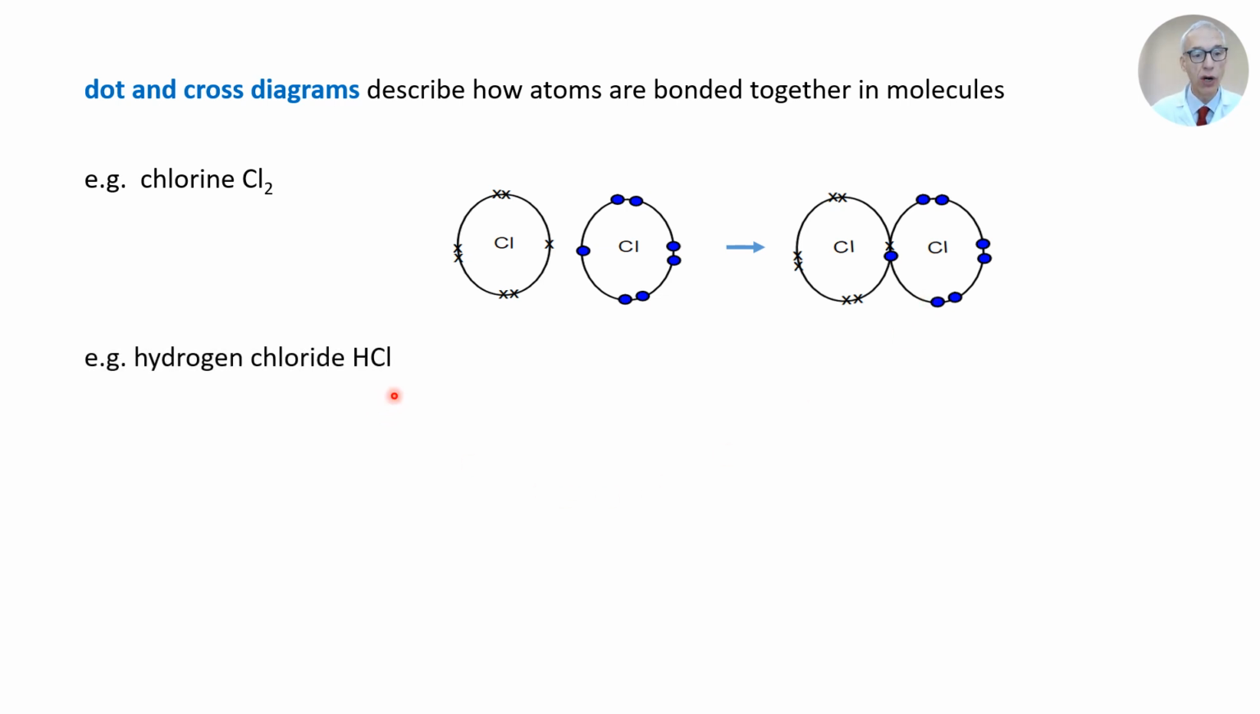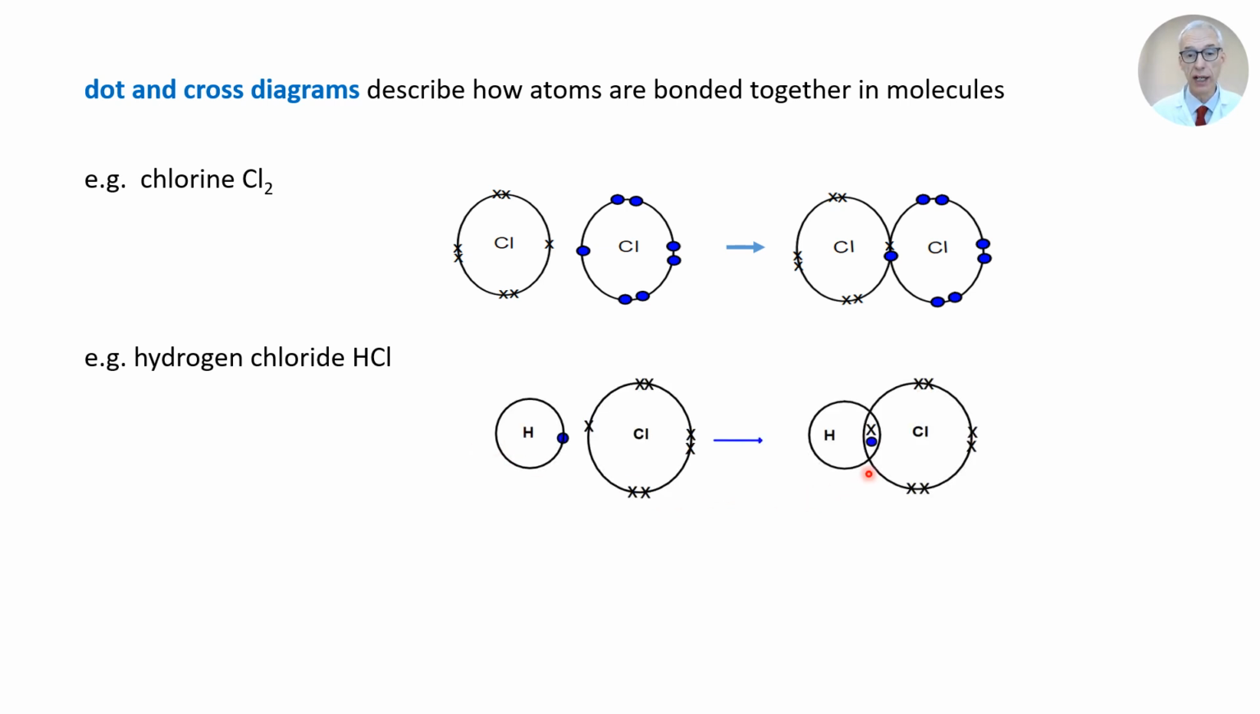Try hydrogen chloride. Draw the atoms and the combined covalently bonded molecule. Pause. Restart when you're ready. Okay, so 2 atoms, hydrogen and chlorine, and here is hydrogen chloride. 2 electrons in the outer shell of hydrogen achieves the electron structure of helium.